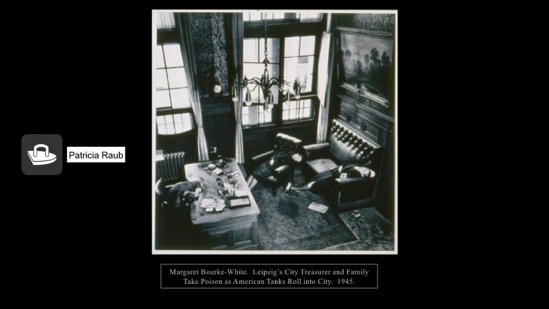Margaret Bourke-White was also traveling with troops for Life magazine, and she captured this dramatic photograph of Dr. Kurt Lissow, Leipzig's city treasurer, and his wife and daughter who took poison just before the U.S. tanks rolled into the city. As a high-ranking official, he would have been tried and punished. In the closing moments of the war, Nazi propagandists told the German people to expect savage treatment from the Americans, and there were a number of suicides like this.